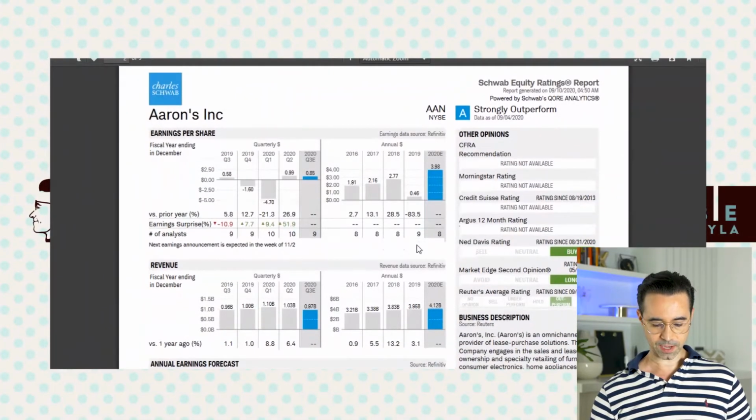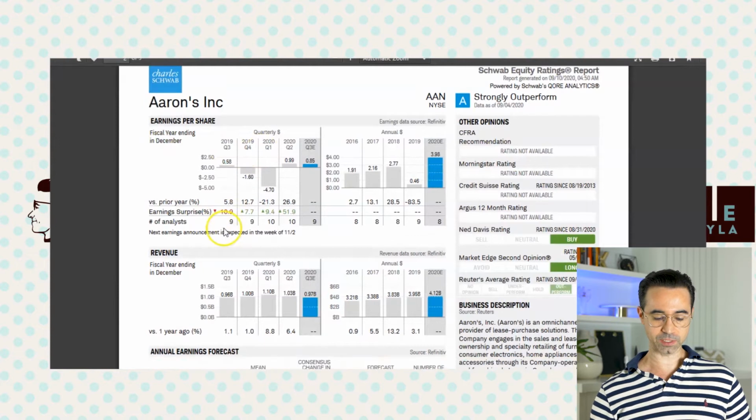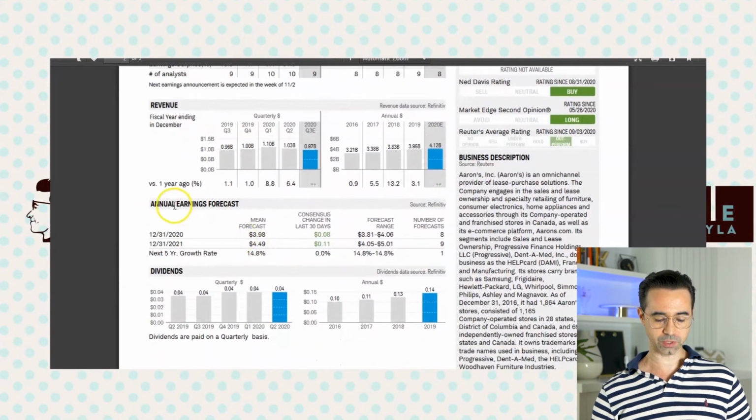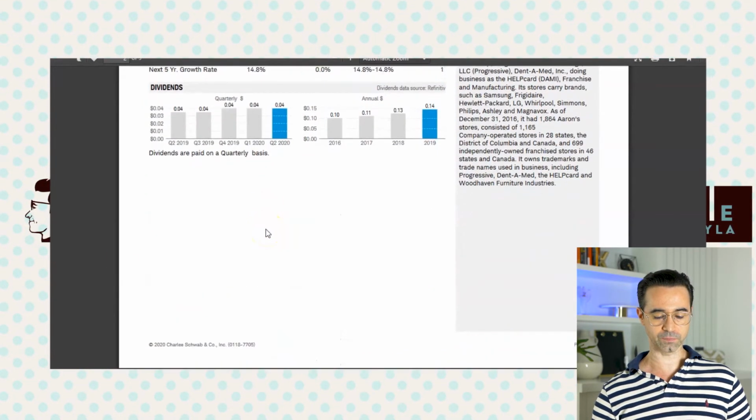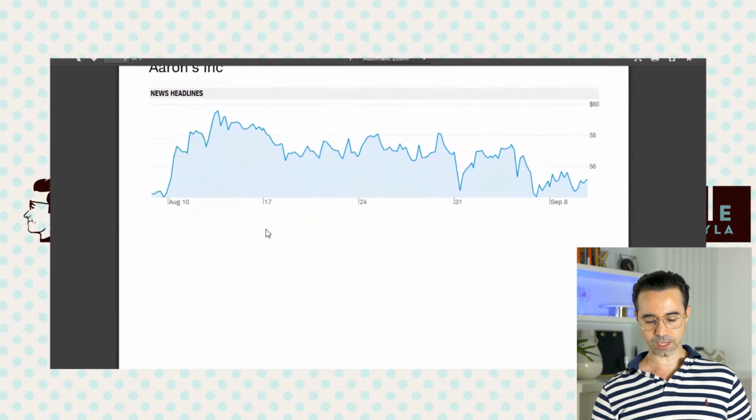We can keep going down, and then they have the earnings per share, we have revenue, so all sorts of different things. Then we have the earnings forecasts. So we have a lot of stuff.